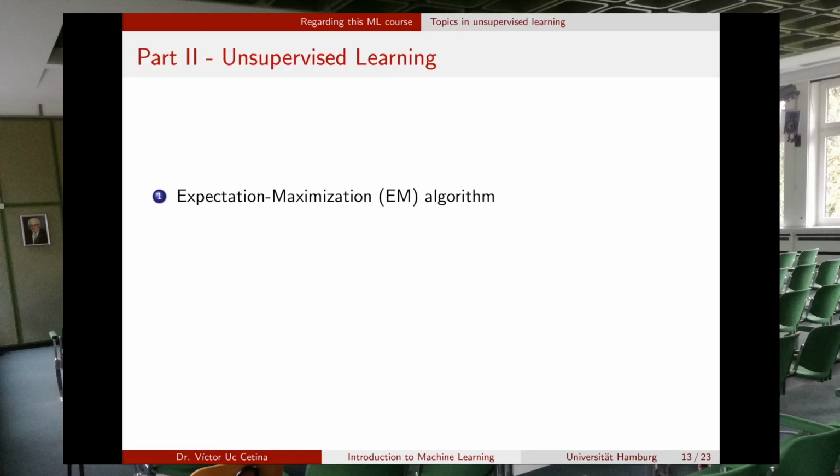Now, in terms of unsupervised learning, we will start with the expectation maximization algorithm, which can be seen in general as a method or methodology for estimating the values of hidden variables, also called latent variables. This is usually done in a probabilistic framework.